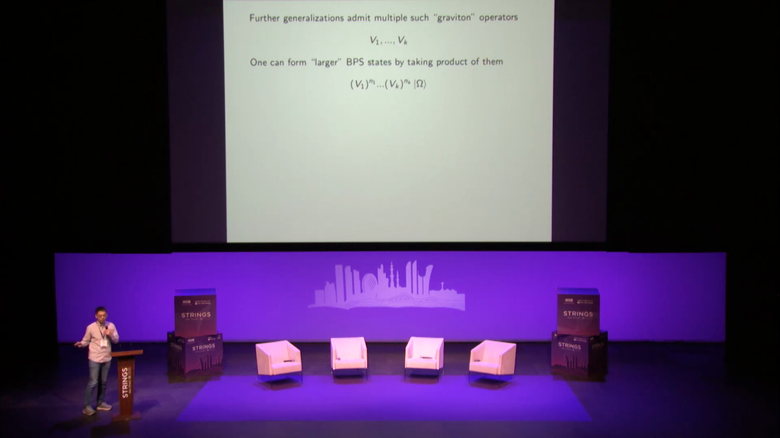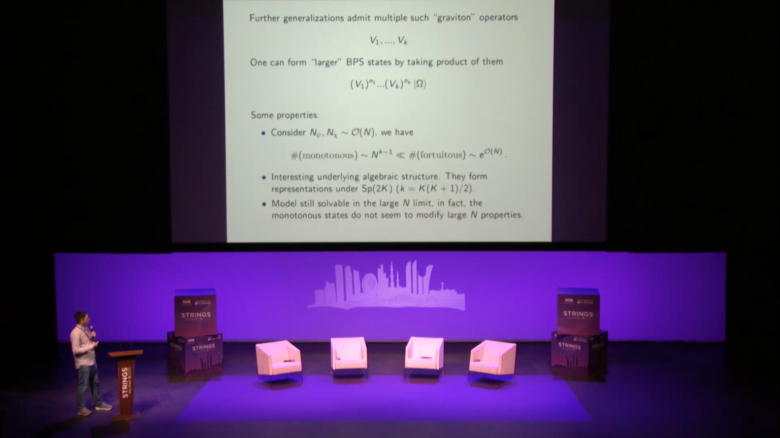Now, we can further generalize the model such that it has multiple such graviton operators, V1 through Vk. You can form larger or heavier BPS states by taking products of them and acting on the Fock vacuum. Let me mention some properties of them. One is that the number of such monotone states is much smaller than the number of fortuitous states. They grow only polynomially in N instead of the exponential growth of the fortuitous states. These states differ from the fortuitous states. They are controlled by some interesting underlying algebraic structures. We found that in our model, these states form representations under some symplectic groups.